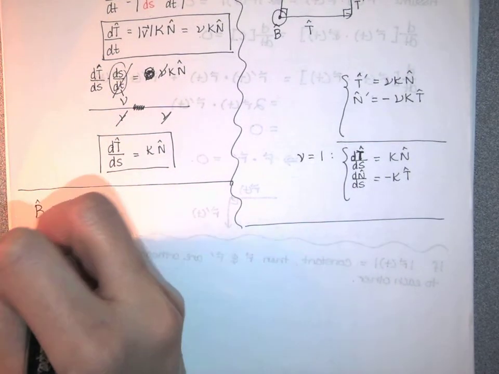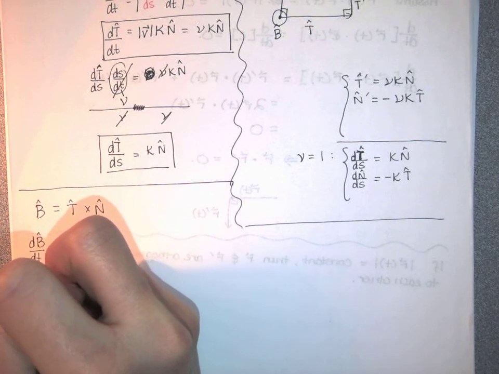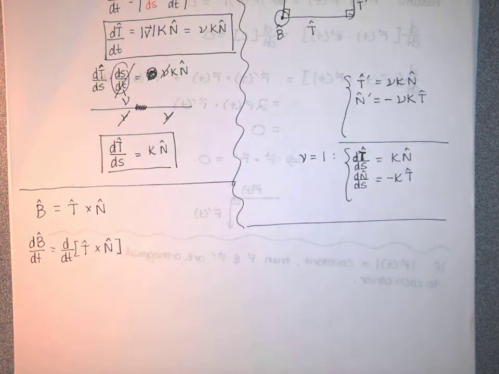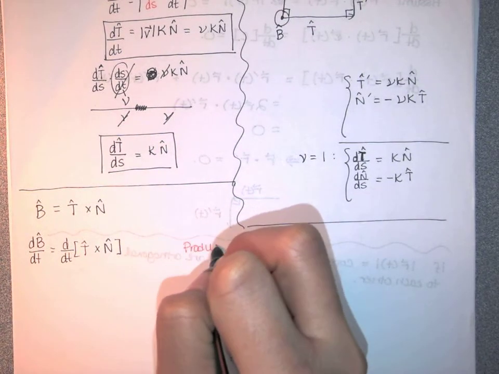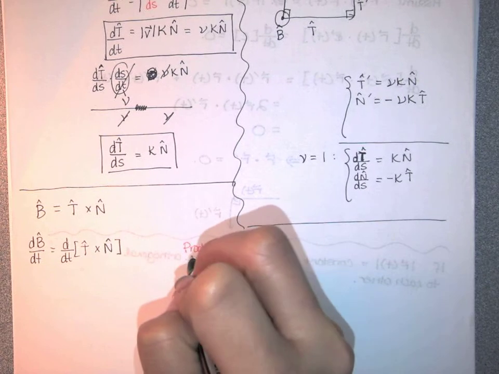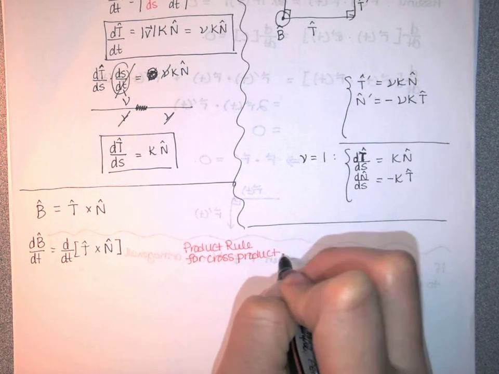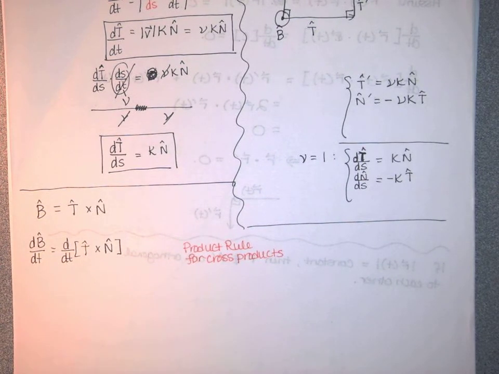Now, if I want to know the derivative of this with respect to time, I can take the derivative of both sides. Now, we have not proven this fact, but it turns out that there is a product rule for cross products. It's almost identical to the product rule that you learned in Calc 1. You just have to be a little bit more careful about the order, because with cross products, order matters. T hat cross n hat and n hat cross t hat are not the same thing. They point in opposite directions. So you have to be very careful.